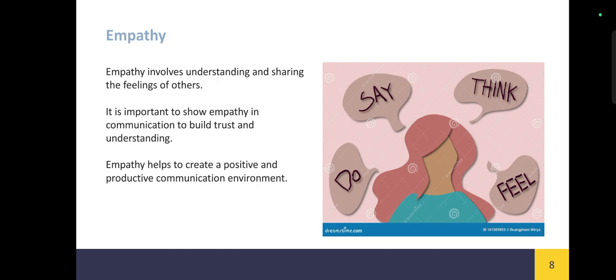Empathy. Empathy involves understanding and sharing the feelings of others. It is important to show empathy in communication to build trust and understanding. Empathy helps to create a positive and productive communication environment. Now, moving to another important slide.